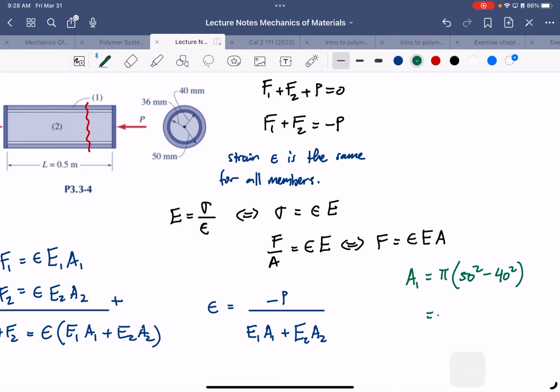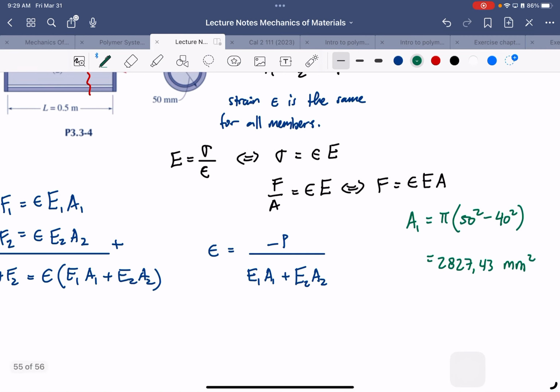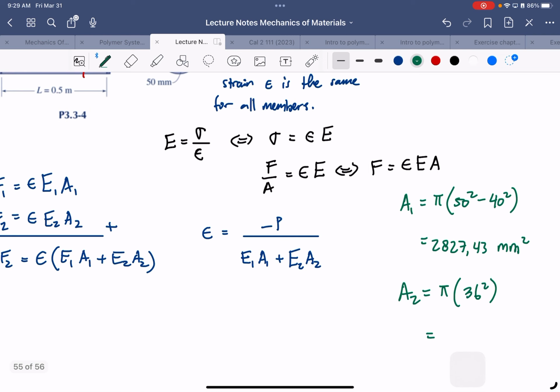This is going to be 2827.43 millimeters squared. And A2 is 36 squared. This is 4071.504.